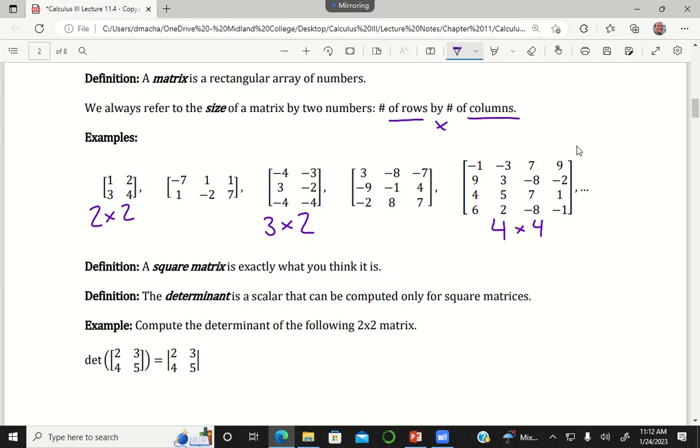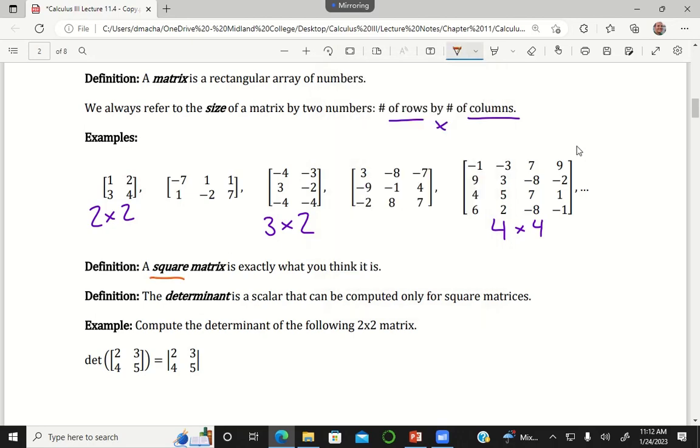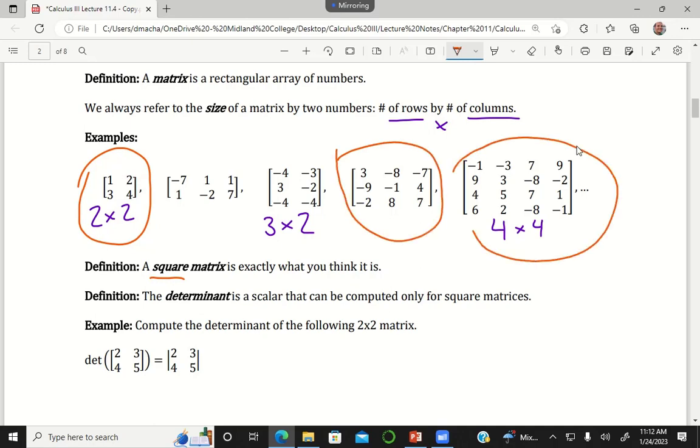Yeah, so like what Abdullah is saying, a square matrix is exactly what you think it is. A square matrix just means that the array is a square. So this is a square matrix, this is a square matrix, this is a square matrix, but these are not square matrices, because for a square matrix, the number of rows is the number of columns. So it looks like a square.